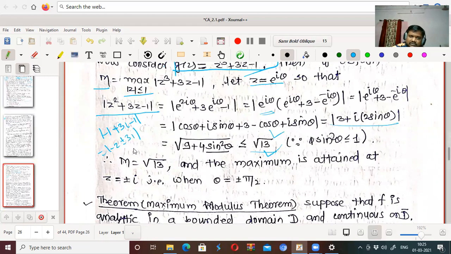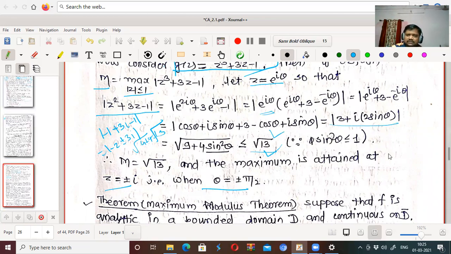And what is its modulus? Square root of 4 plus 9. It is square root of 13. So it will be at z equal to plus or minus i, or at theta equal to plus or minus pi by 2. Because if your complex number is plus or minus i, then its argument is plus or minus pi by 2.